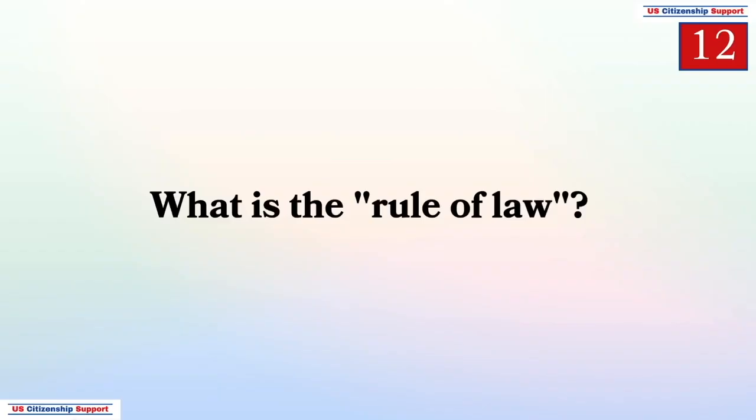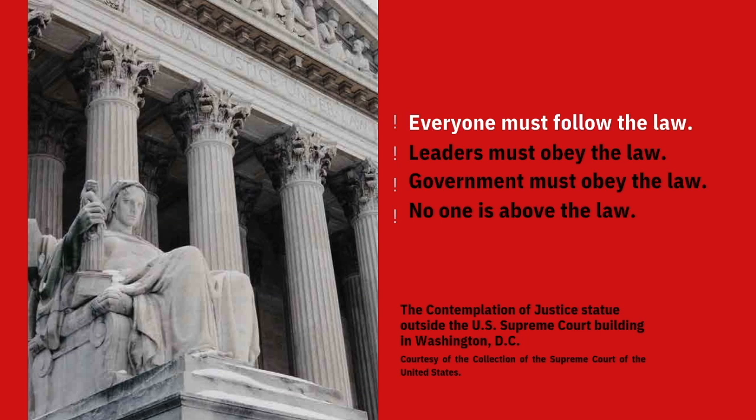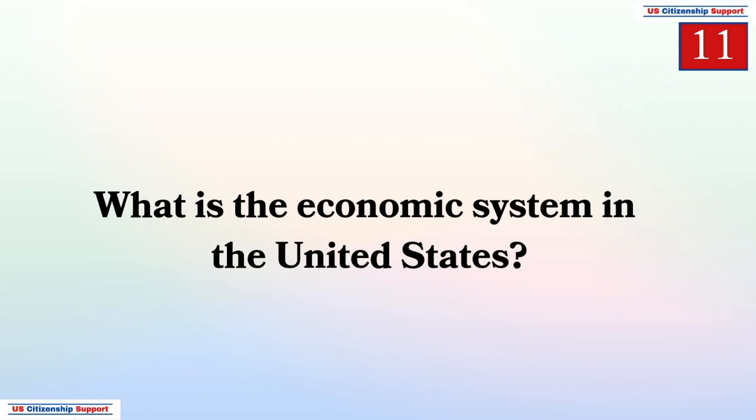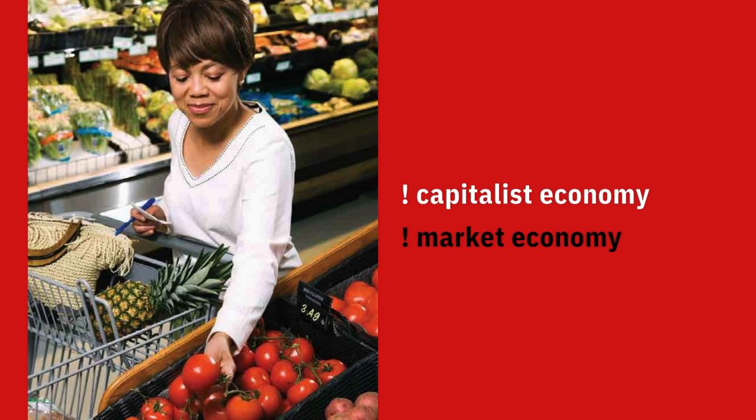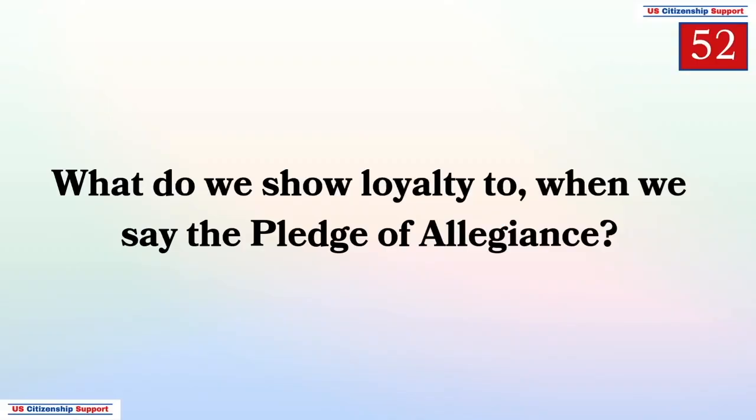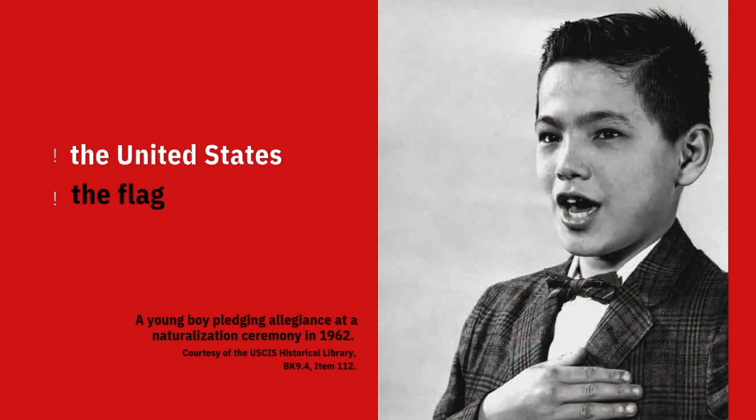What is the rule of law? Everyone must follow the law. What is the economic system in the United States? Capitalist economy. What do we show loyalty to when we say the Pledge of Allegiance? The United States.